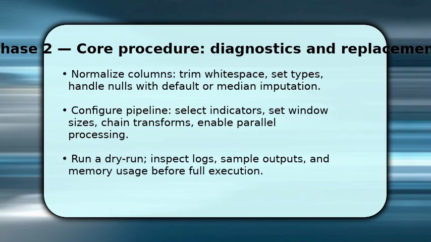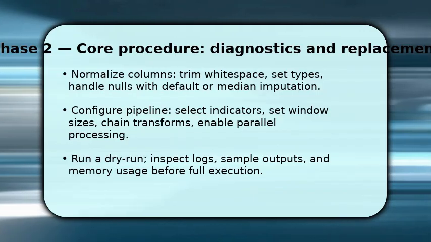Then configure the analysis pipeline. Choose indicators, set window sizes, and chain transformations. Enable parallel processing if available to speed up heavy tasks.